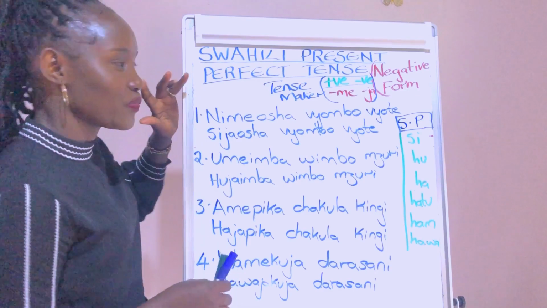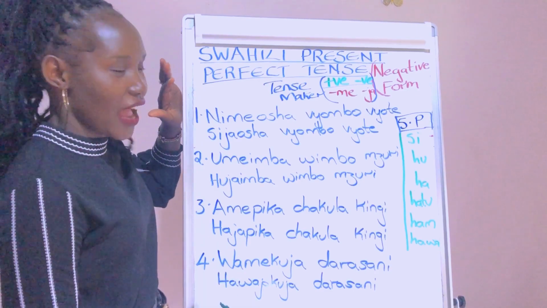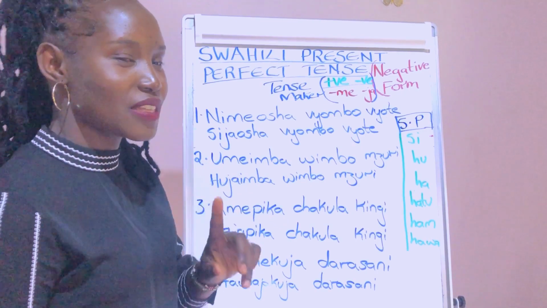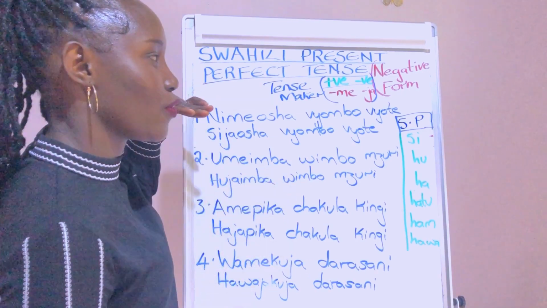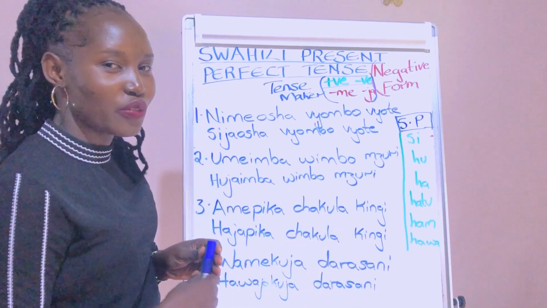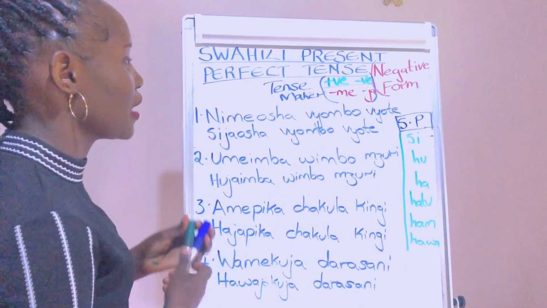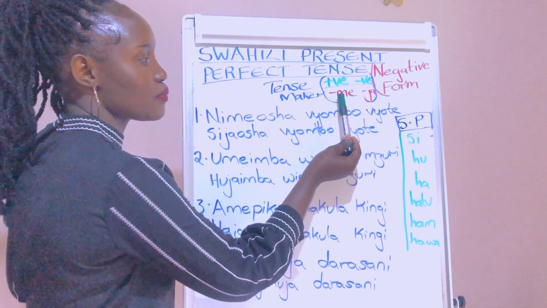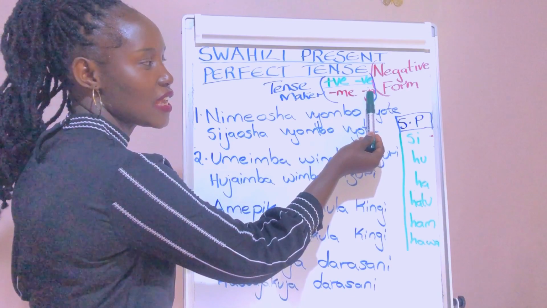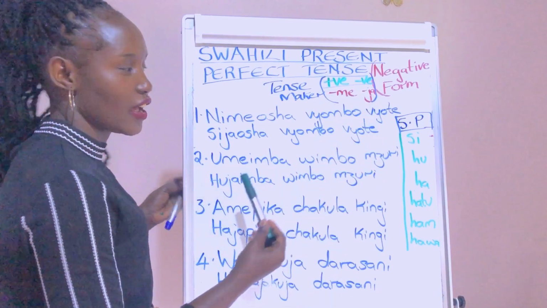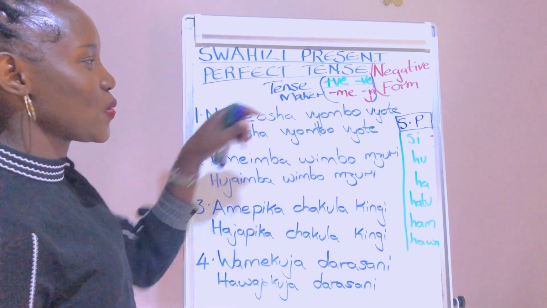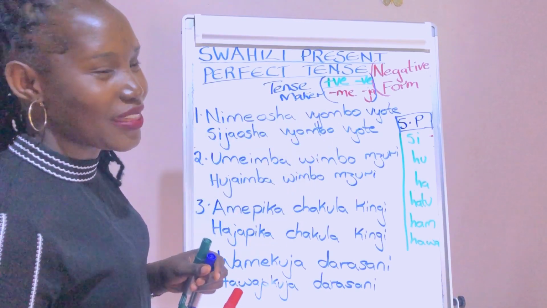As you can see, the board has changed, and I have put here examples of sentences. By the way, we are using the same sentences we used in the positive form so that we can see how we can change them into negative form. I have simplified here. In positive form, tense marker was me, and then in negative form, our tense marker is ja. I'm sorry if my handwriting is not so good, but let's cope with it.